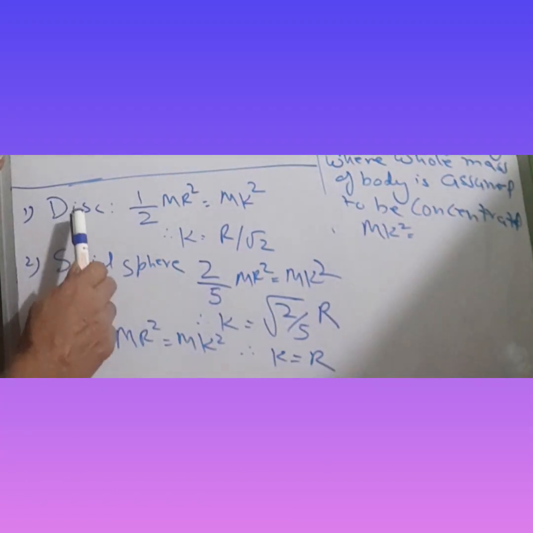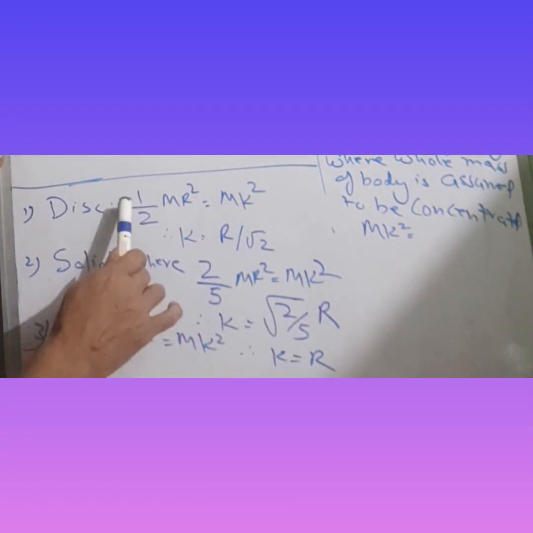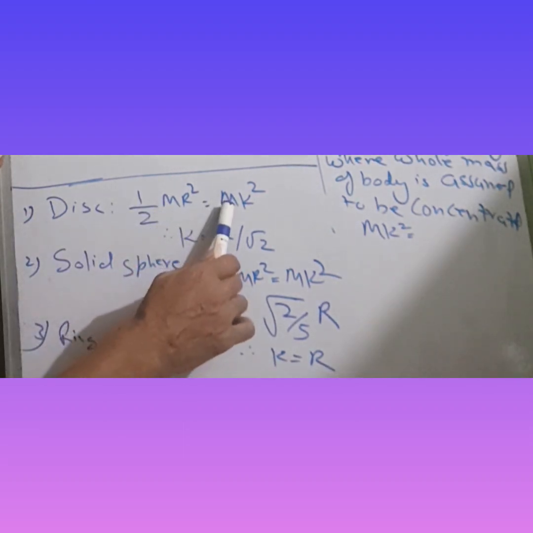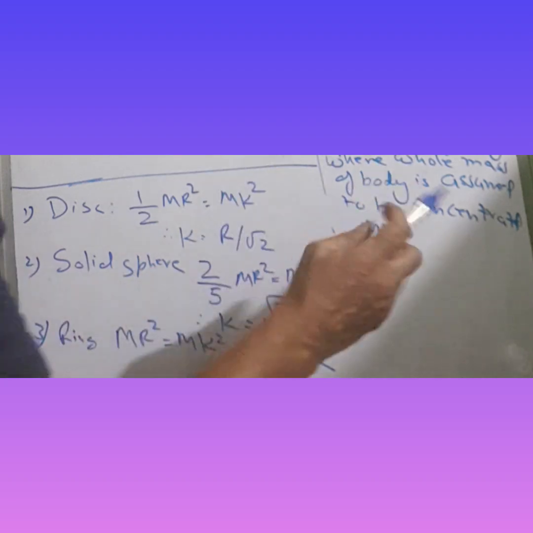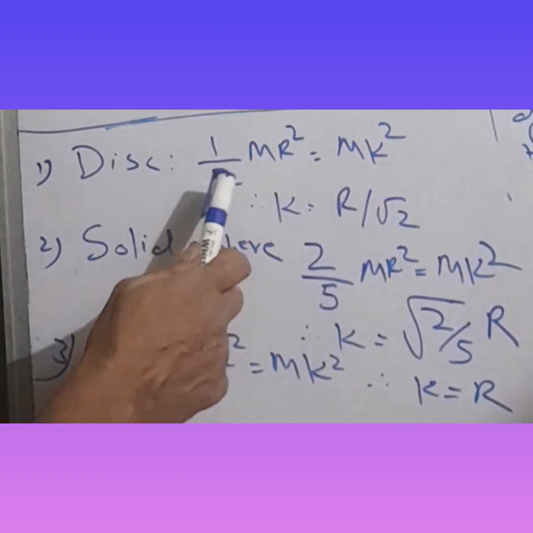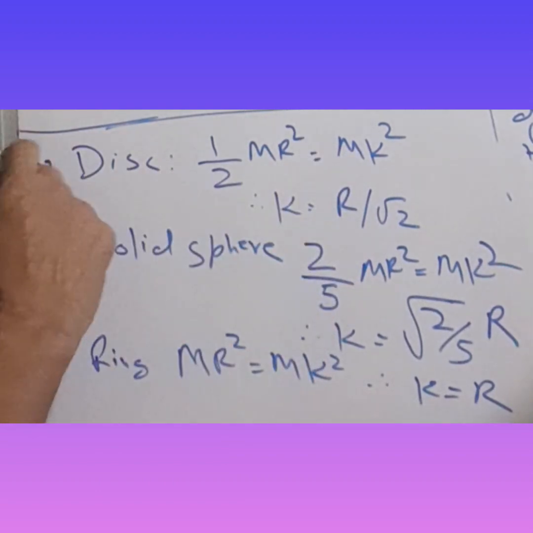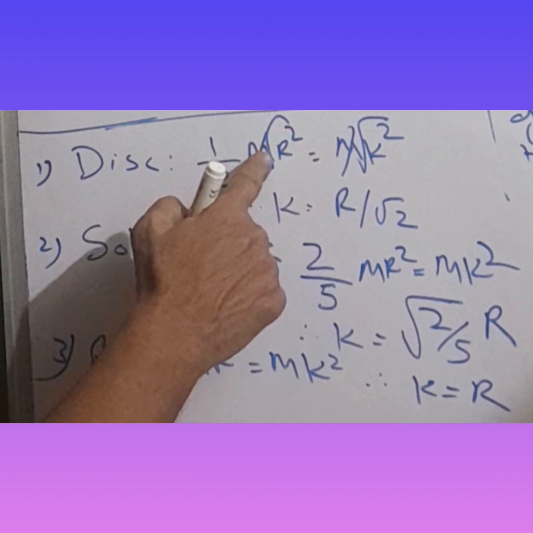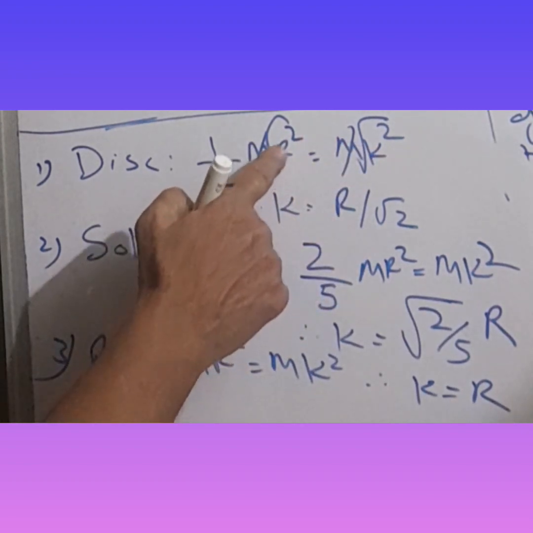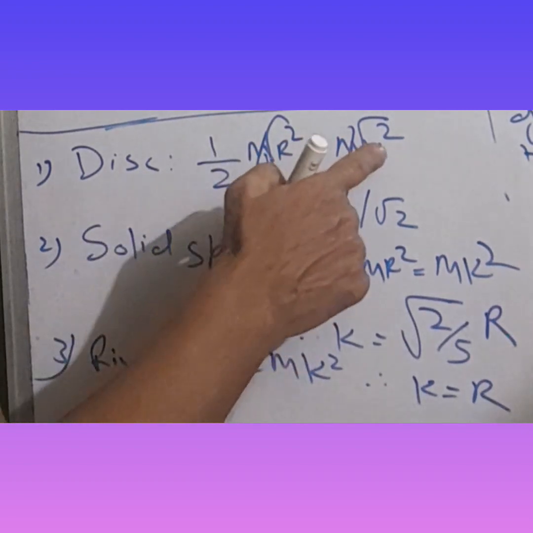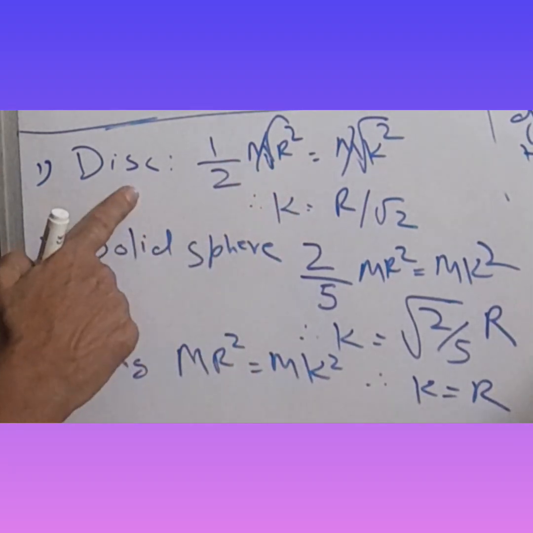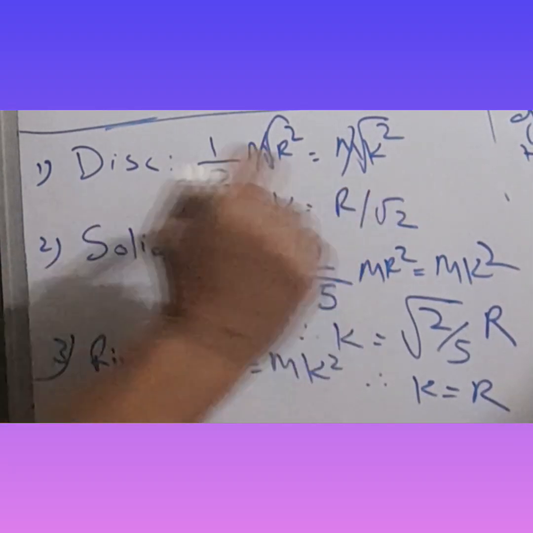For a disk, we know that I_C is half mr square, so that would be equivalent to mk square. So it would be equal to mk square. We know m gets cancelled. I take root on both the sides. When I take root on both the sides, r square becomes r, k square becomes k. So our formula for radius of gyration for a disk is r by root 2.